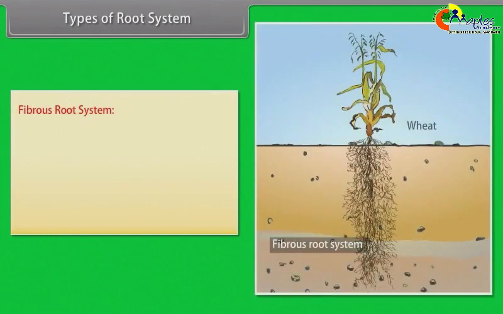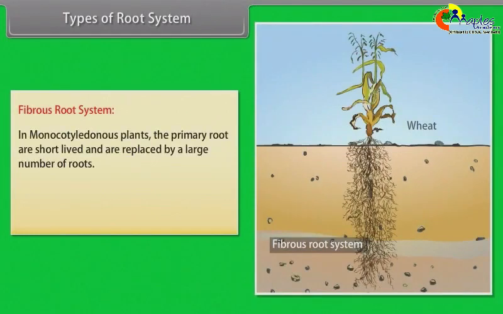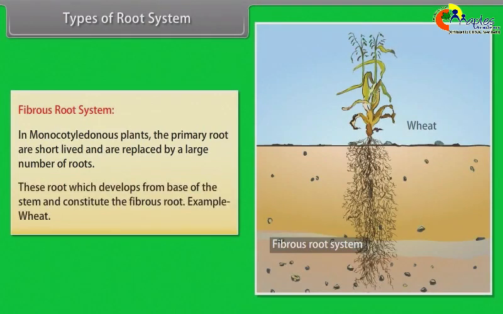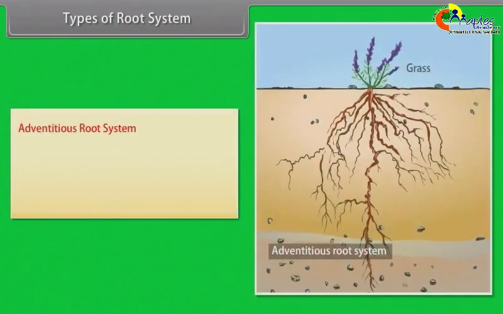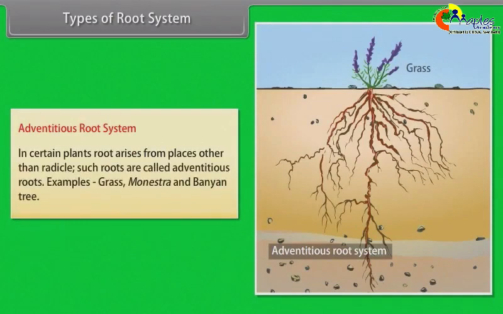Fibrous root system. In monocotyledonous plants, the primary root is short-lived and is replaced by a large number of roots. These roots, which develop from the base of the stem, constitute the fibrous root. Example, wheat. Adventitious root system. In certain plants, roots arise from places other than the radicle. Such roots are called adventitious roots. Examples, grass, monstera, and banyan tree.